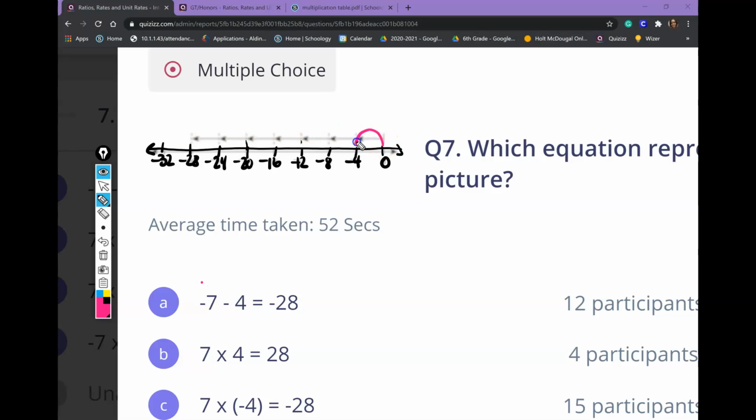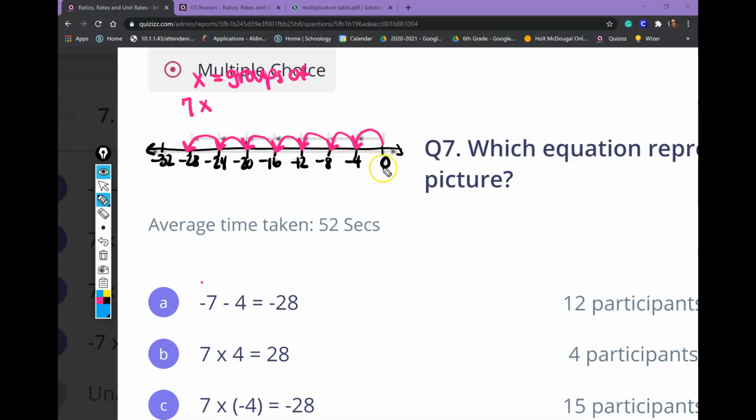So I'm going to say 1, 2, 3, 4, 5, 6, 7. So 7 groups of; the multiplication symbol means groups of. The first number tells me how many groups there are. The second number tells me how many are in each group. So to figure out how many are in each group, I'm going to take a look back at my number line.